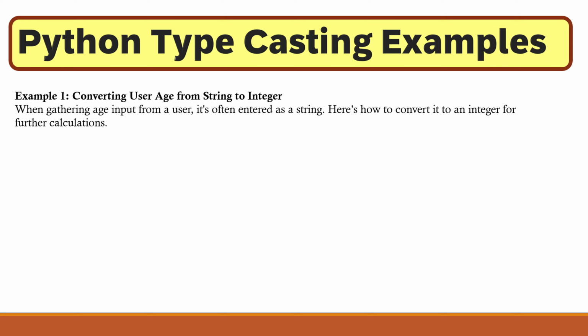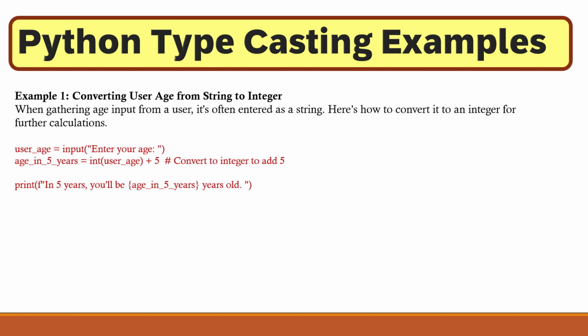I have a couple of example use cases. Example 1 is converting user age from string to integer. When gathering age input from a user, it's often entered as a string. And here is how to convert it to an integer for further calculations. So I've got user_age equals input, and then we ask the user for their age. And then on the second line, we will store it in age_in_5_years, and then we will use the typecasting function int, specify user_age in there plus 5, which will convert it to an integer. And then when we print it, in 5 years, you'll be age_in_5_years years old. And of course, on the second line, we can see age_in_5_years equals the user_age, which has been converted to an integer, plus 5.